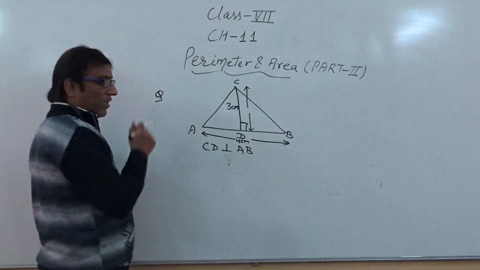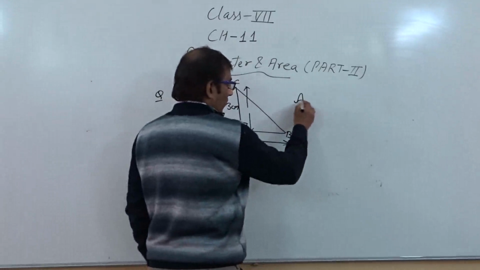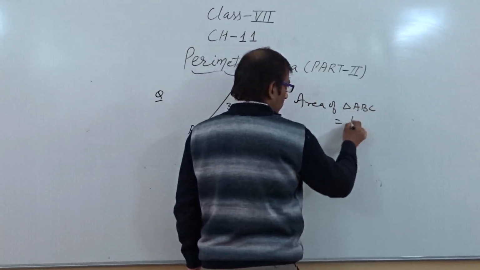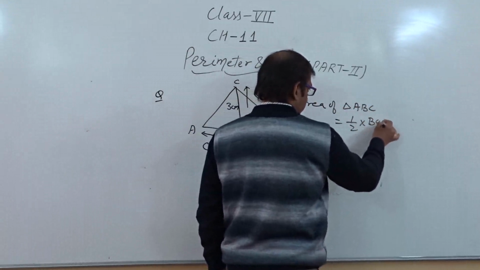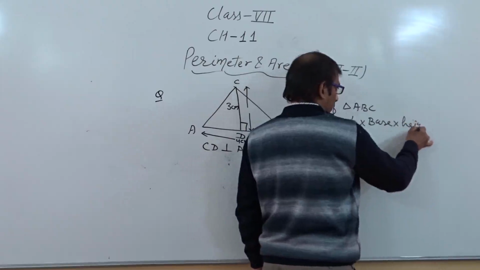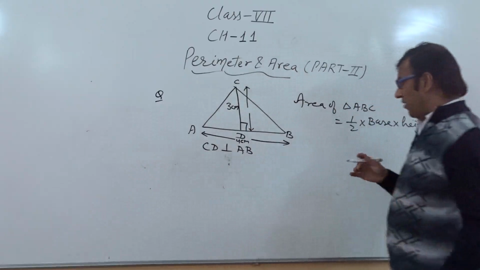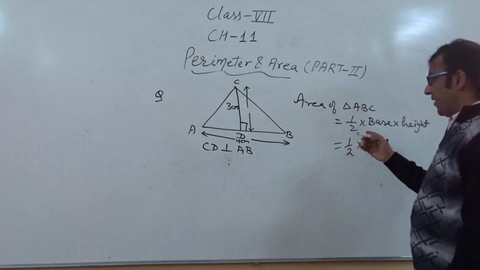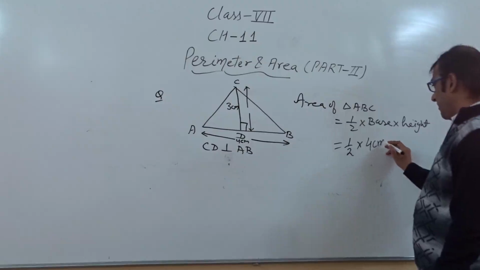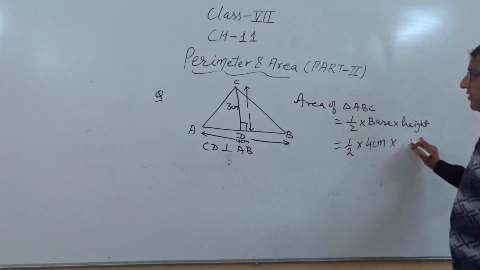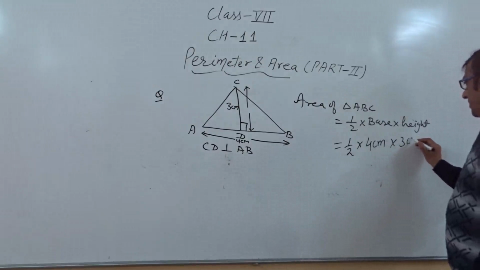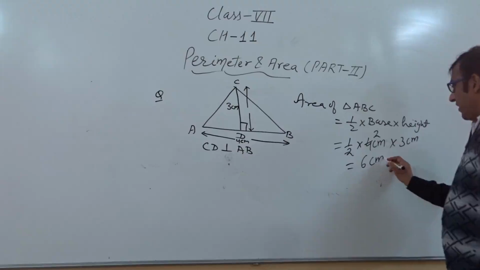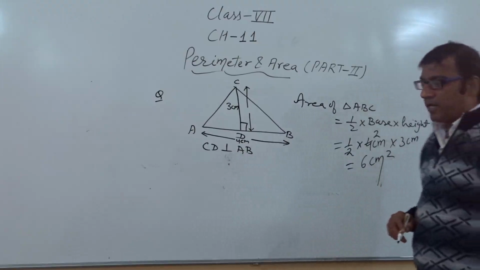So how can we calculate the area of triangle ABC in this case? So area of triangle ABC is equal to half into base into height. And height and altitude, or you can say length, are all the same thing in this situation. So half into, what is base? Base is AB and the dimension of AB is 4 centimeter and height is CD and the dimension of CD is 3 centimeter, and when you solve it, you will get 6 centimeter square.